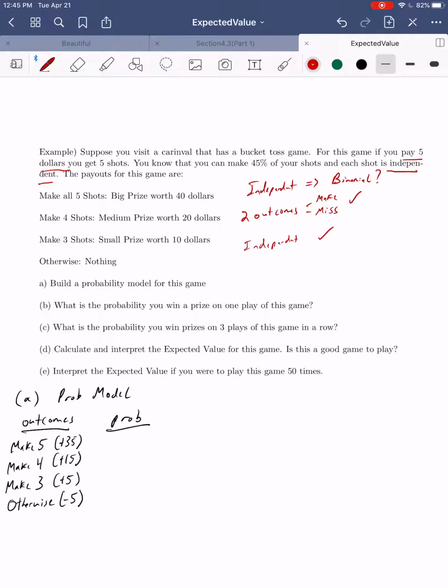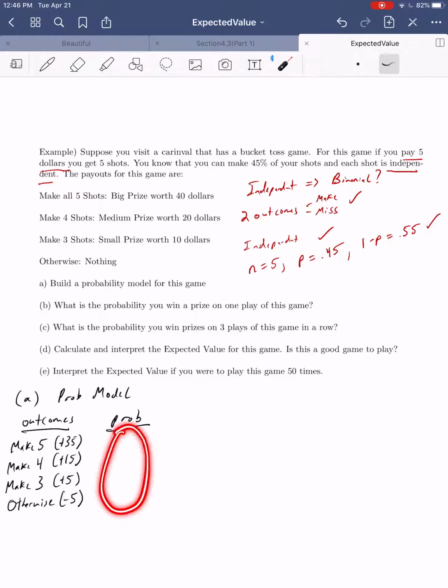So those are good. And then the last thing you need is you need to know how many times you get to do it and your probability of success. Well, we know you get to take 5 shots and the probability of success is 45%. So we have n equals 5, probability of success 0.45. You can also make a note that 1 minus p, the probability of failure, is 0.55, right? If you have a 45% chance of making it, you have a 55% chance of missing.